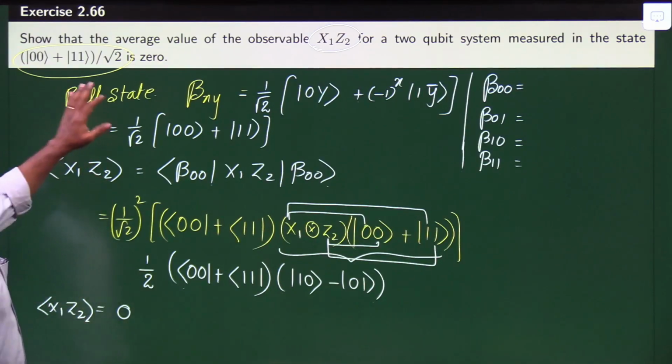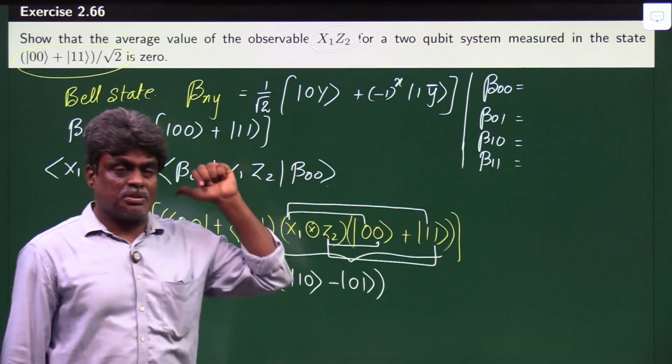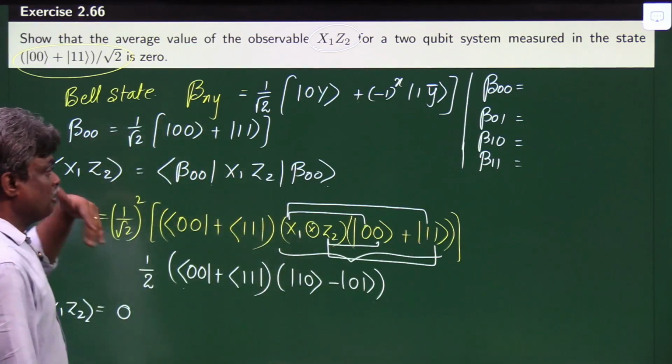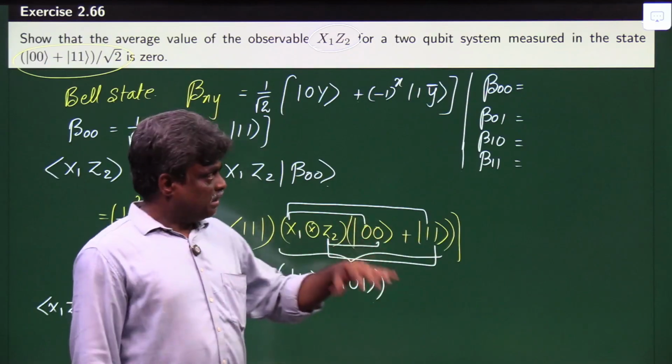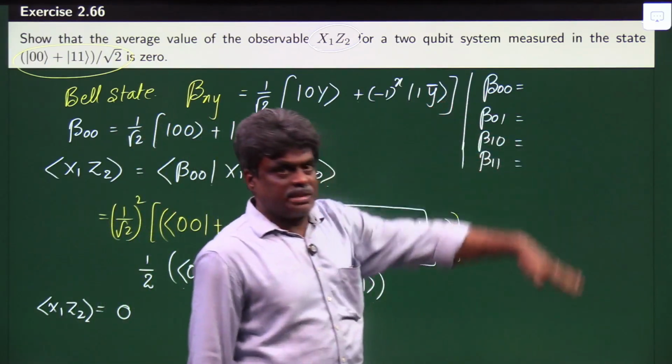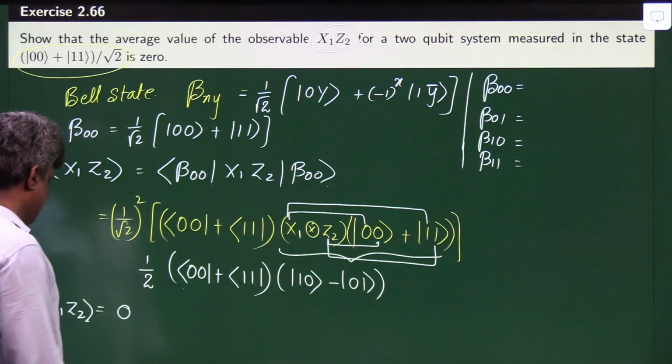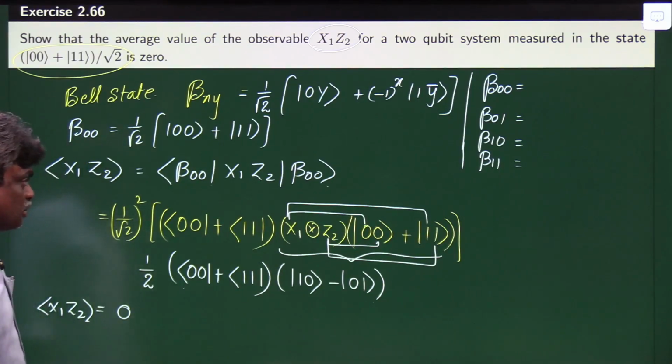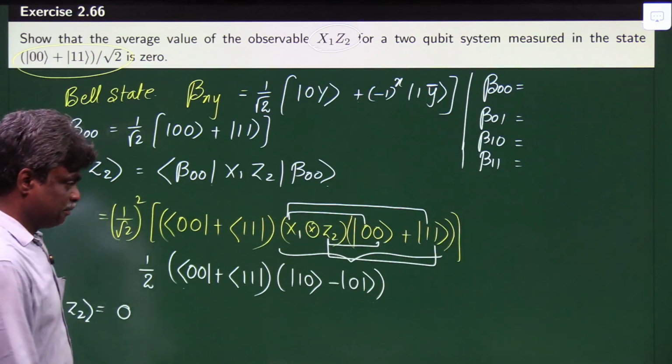So the inner product of this x1 z2 for that first Bell state is equal to 0. My advice, again: take the other 3 Bell states and please practice, and check what you are getting, whether you are getting 0 or not. So please check.